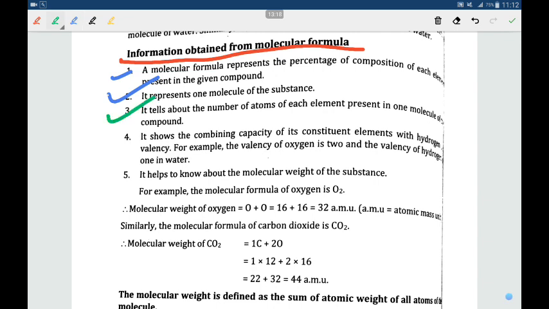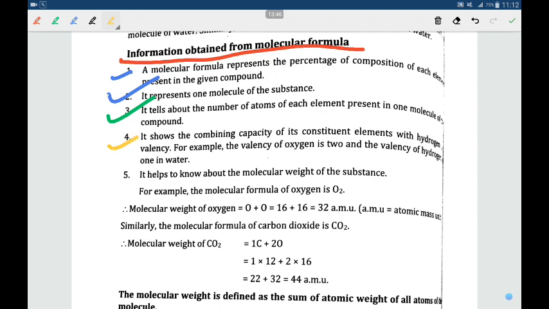Third point, it shows the number of atoms of each element present in one molecule of the compound. Like in H2O, one oxygen atom is present. In MgO, one magnesium atom, one oxygen atom. Okay, number of atoms.